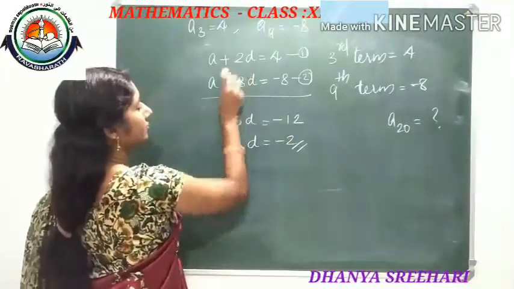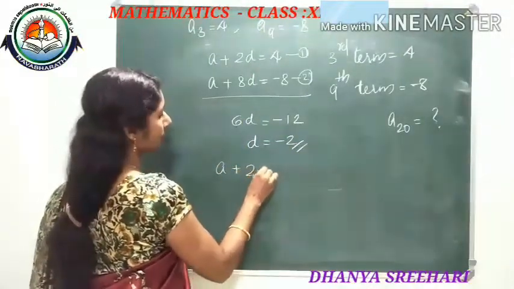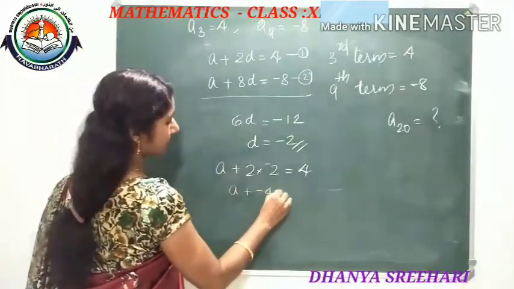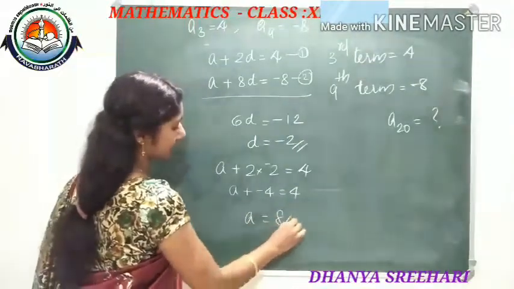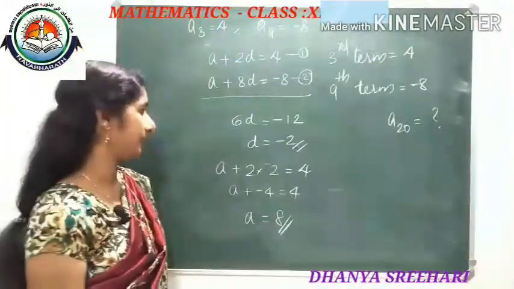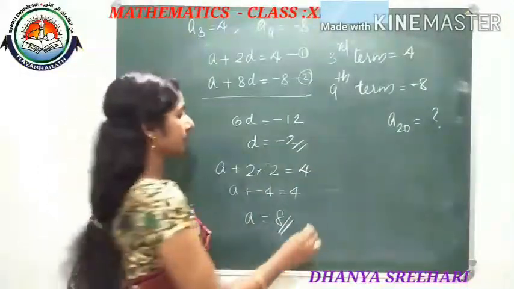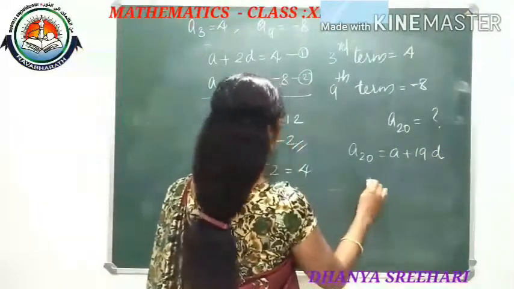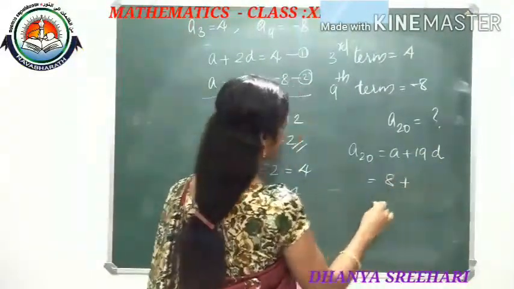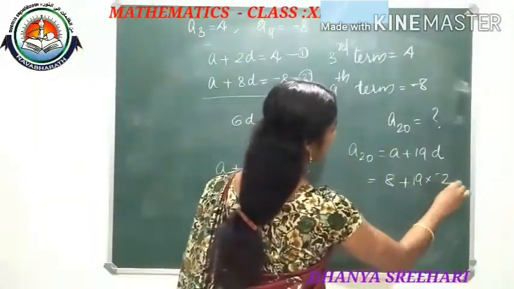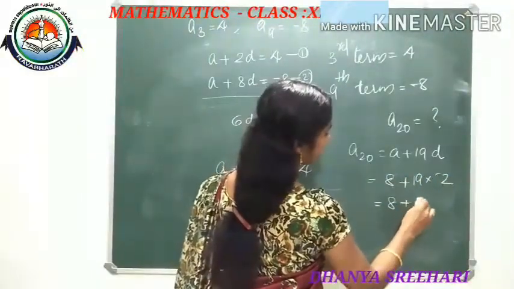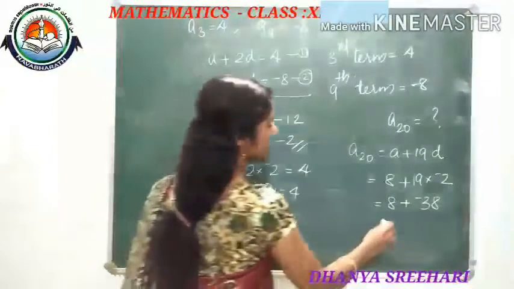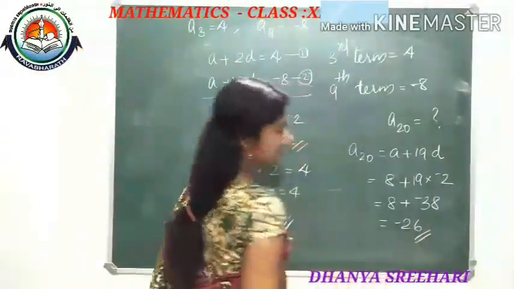Substitute D's value in any one of the equations: A plus 2 into minus 2 is equal to 4. So A plus minus 4 is equal to 4. So A is equal to 8. We got the value of A and D. Then it is easy to find A20. A20 is equal to A plus 19D, that is 8 plus 19 into minus 2, that is 8 plus minus 38. 19 into 2 is 38. So we are getting minus 30.